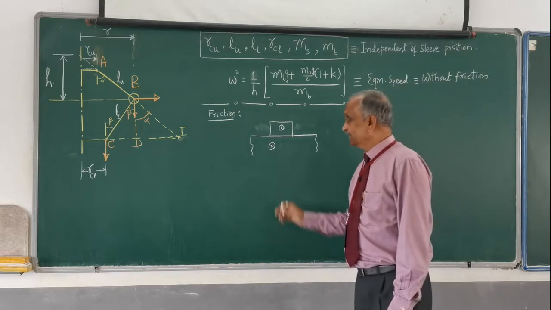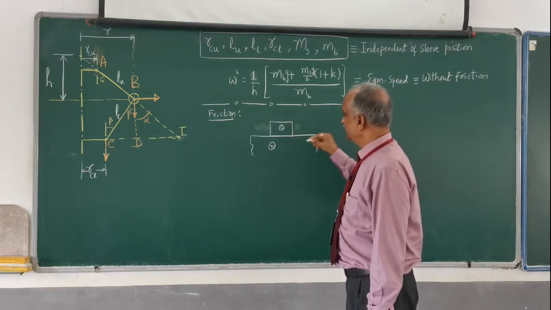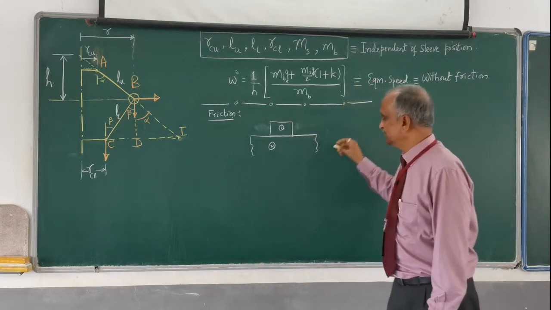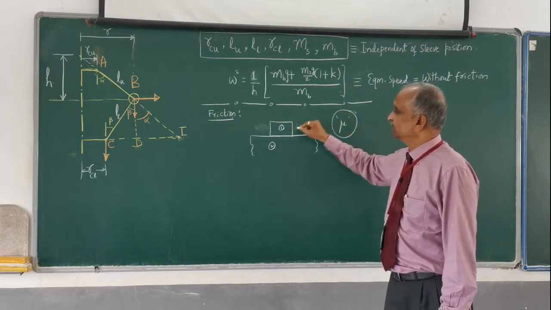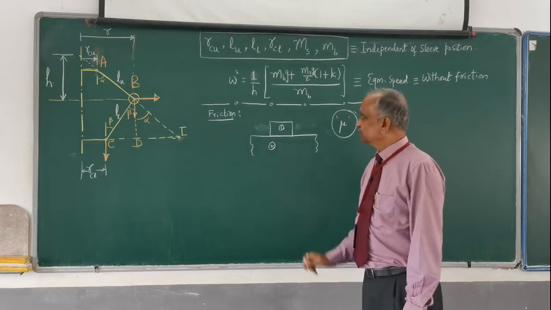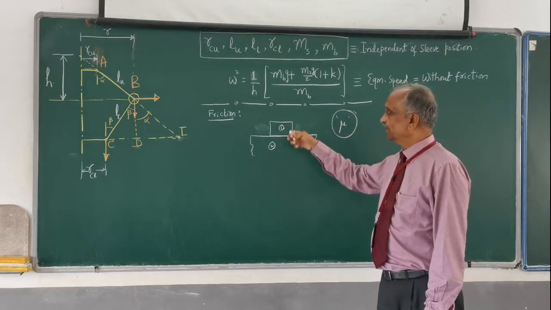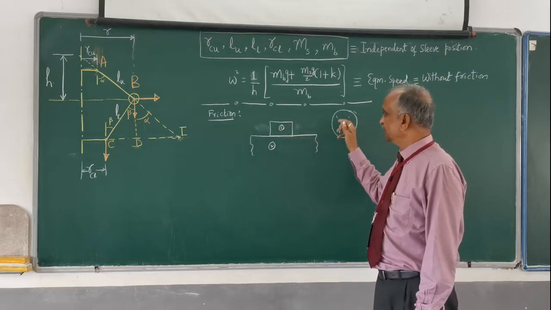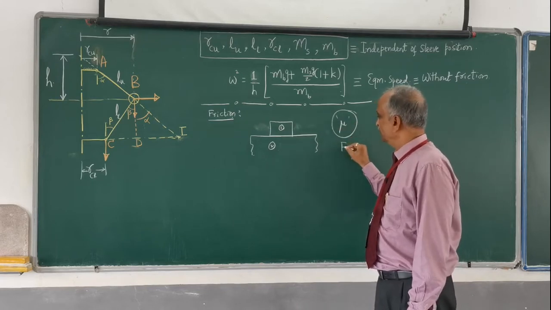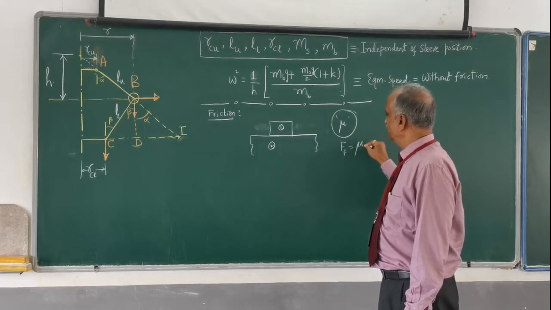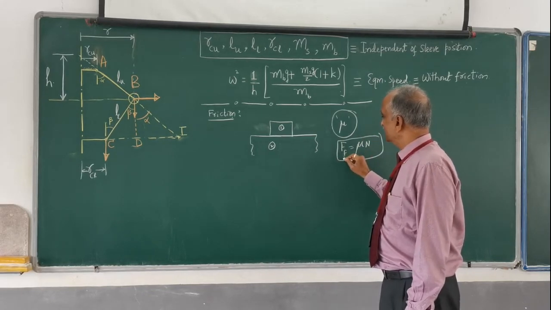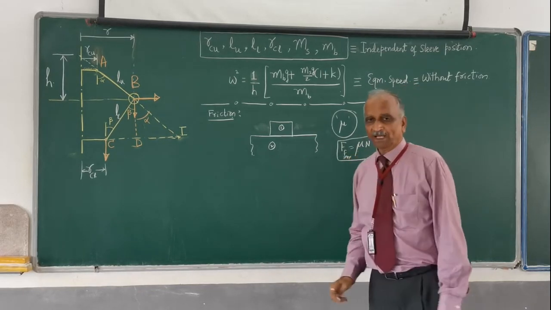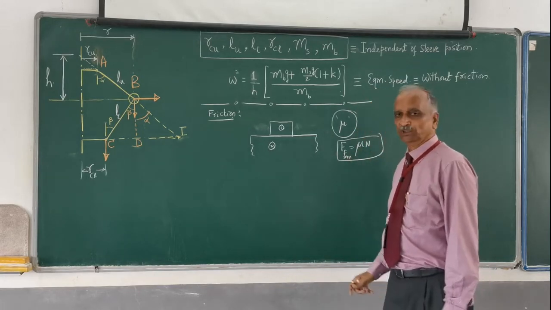But if there is friction between 1 and 2, that depends upon so many other factors, and let me assume that mu is the coefficient of friction between 1 and 2. So mu multiplied by the normal reaction between 1 and 2 will give you the friction force. Friction force is equal to mu multiplied by normal, and this is the maximum friction force. The maximum friction force is equal to mu into N.